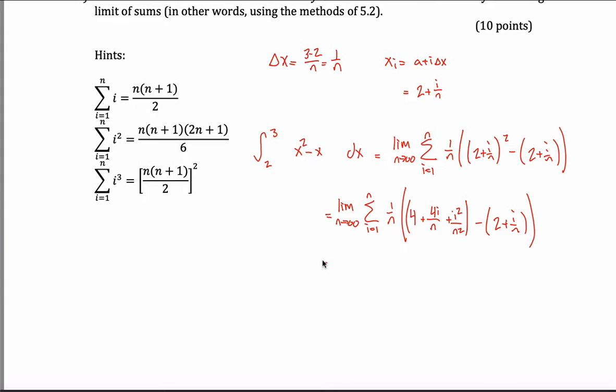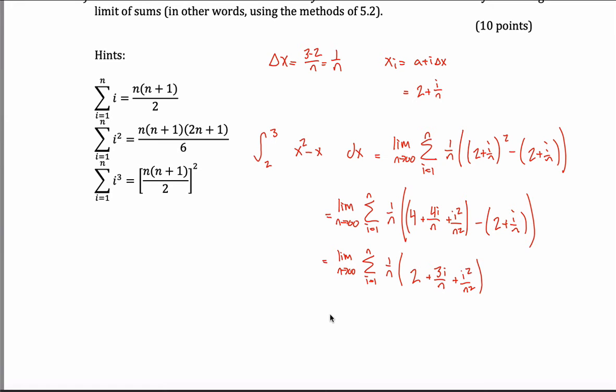So now I can go and combine like terms. 4 minus 2 is just 2. 4i over n minus i over n is 3i over n. Be easy to call that 5i over n, but remember you're subtracting each of these two terms. And then I got my i squared over n squared.